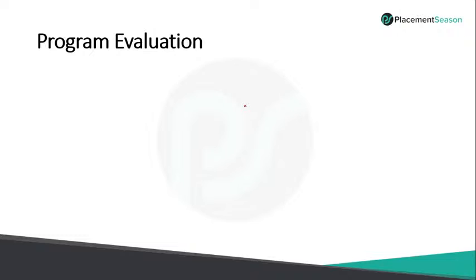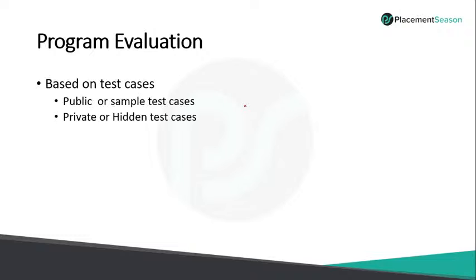So next, let's discuss some of the parameters that will affect the programming question evaluation. How programming question auto evaluation happens is, it's basically based on the test cases. If you see programming questions, you could see some sample test cases, or public test cases. These test cases are visible to us and you have to understand the exact format of the test cases: how many lines are there in the input format and how many lines they are expecting in the output format.